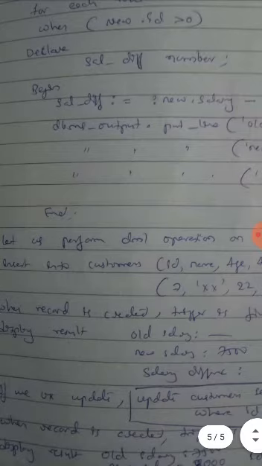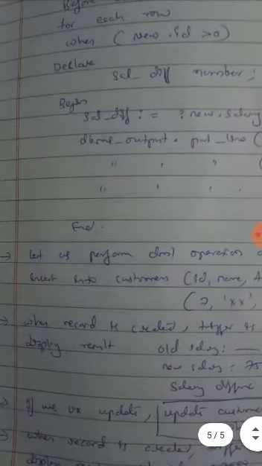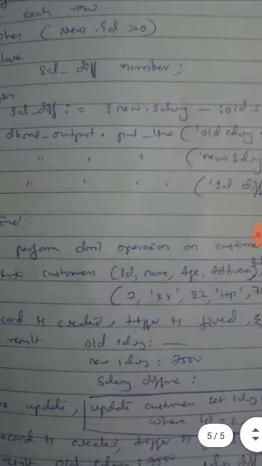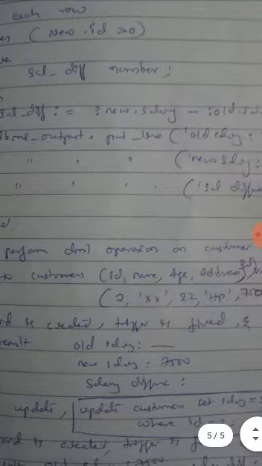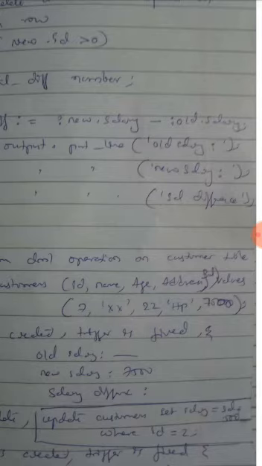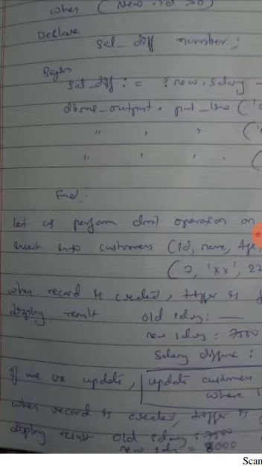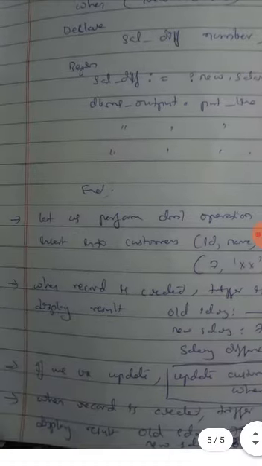Let us perform some DML operation on the customers table. So I am doing a DML operation like insert into customers. What are the customer table fields? ID, name, age, address, and salary we have. So I am taking the values 7, XX, 22, HP and 7500. So when the record is created, the trigger is automatically fired and it is going to display the result.